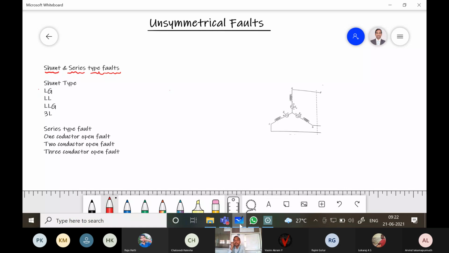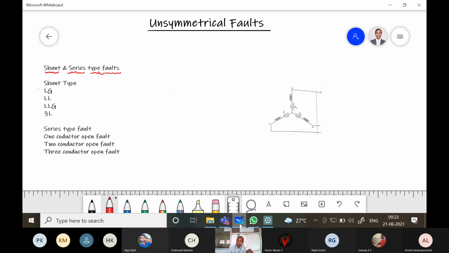It depends upon the different types of fault: single line to ground fault, line to line fault, double line to ground fault, and three phase fault. These are the different kinds of unsymmetrical faults. In this case, the current flowing in all the lines is not equal, and the respective phasor angles are also different. That is called an unsymmetrical fault.